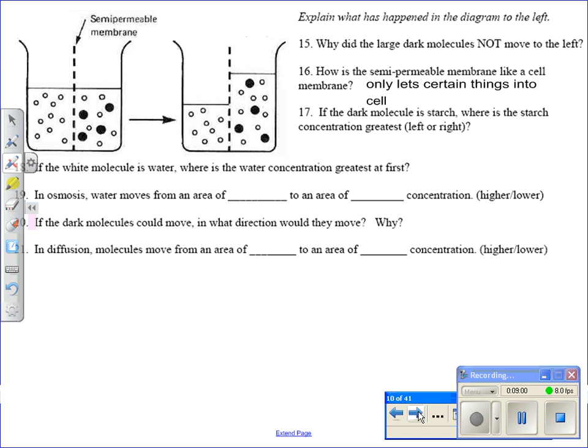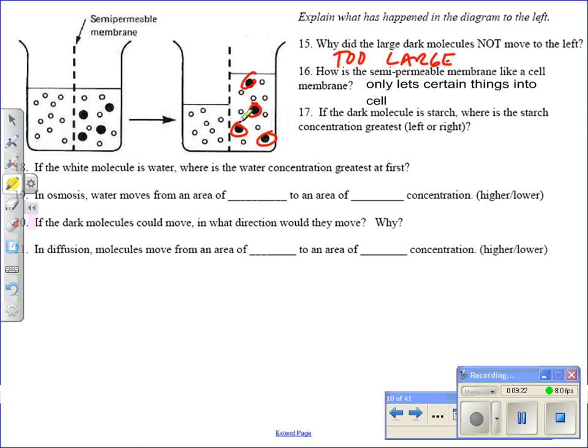All right, explain what has happened in the diagram. Remember, we talked about different types of diffusion in biology. Why did the dark molecules not move to the left? You see the dark molecules they're talking about right here? These are the dark molecules. They're too large. Remember, we talked about cell membranes being semi-permeable. Some molecules are too large to go from one side to the other.